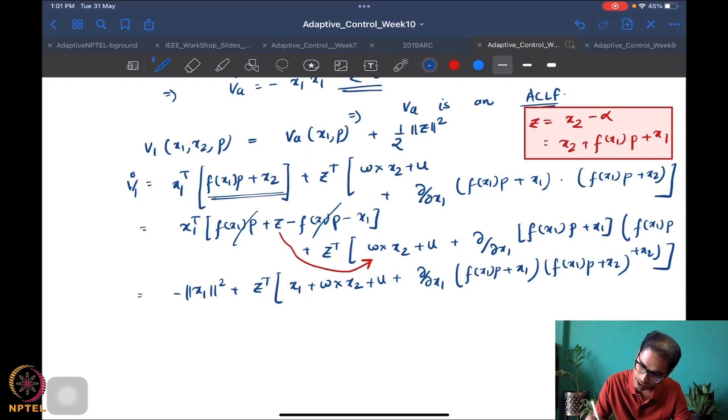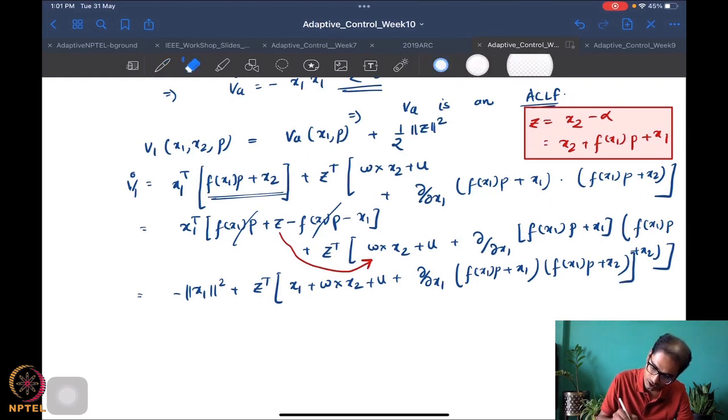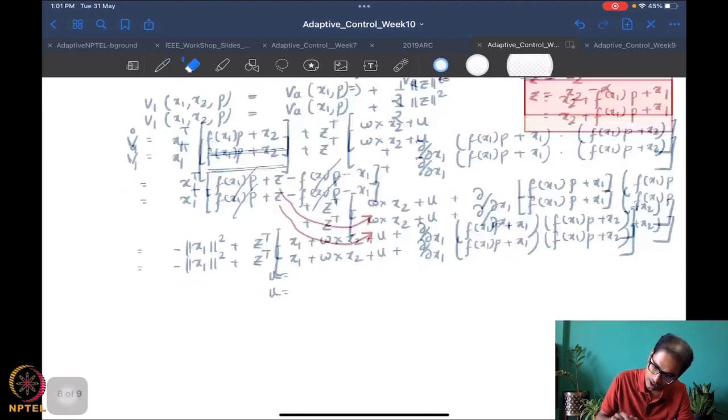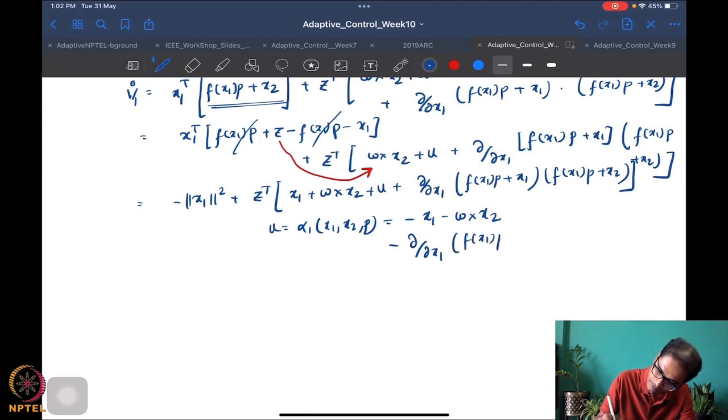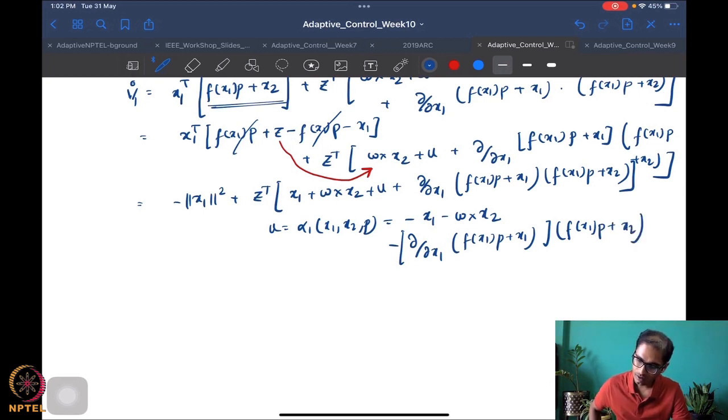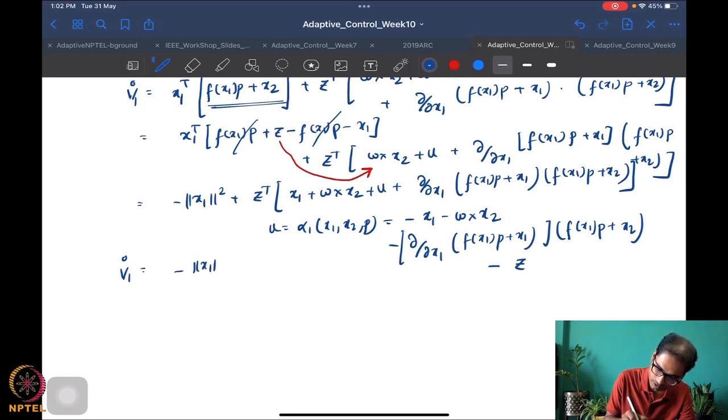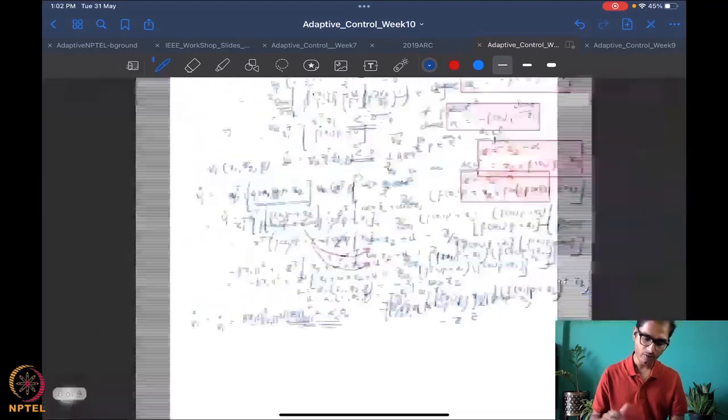And that's it. So now my control U is defined as alpha1 of X1, X2, P, which is minus X1 minus omega cross X2 minus del F del X1 of F(X1, P) plus X1 times F(X1, P) plus X2, and minus a nice negative term. So this gives me V1 dot equal to minus norm X1 squared minus norm Z squared, which is negative definite, and of course we have obtained our ACLF.